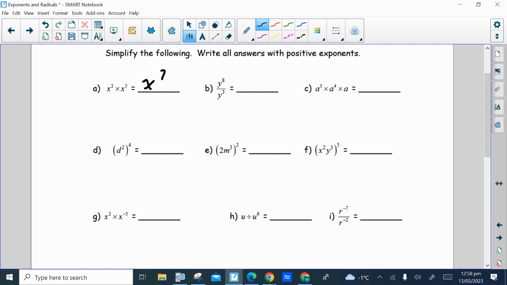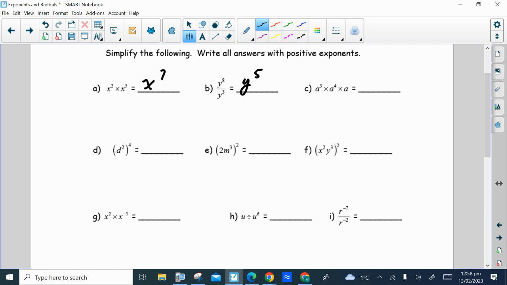Riley, what do we do for the second one? And what happens to the base? Yes, stays the same. Some of you might want to say that the base is 1 because you're saying, well, isn't y divided by itself 1? And that is true, but that's not what the law says that we need to do. The law says we subtract the exponents and the base stays the same. 8 take away 3 is 5, so there's our answer.